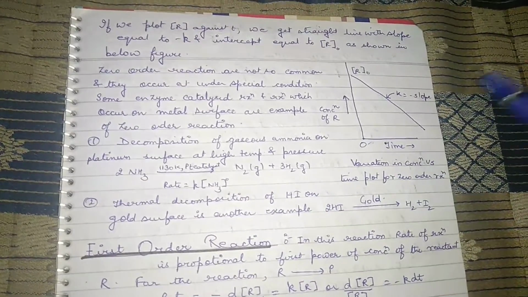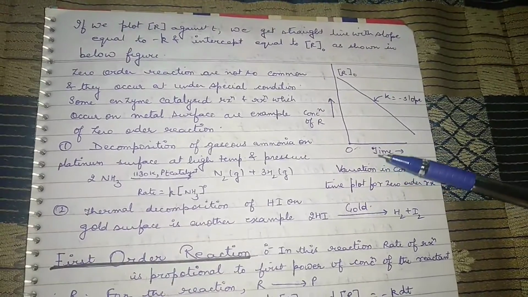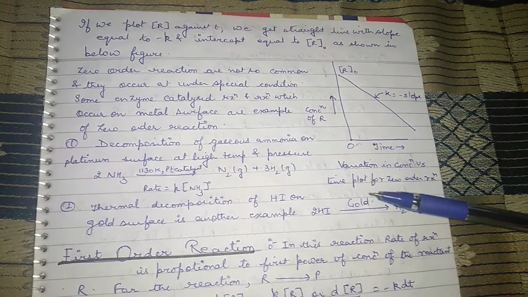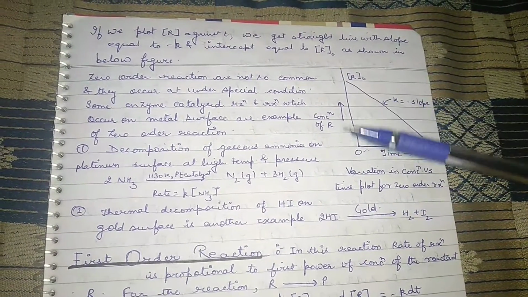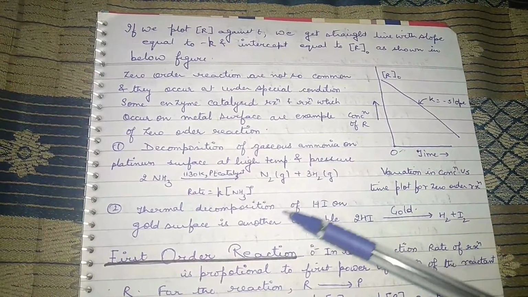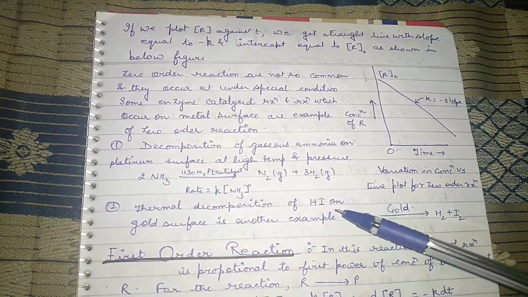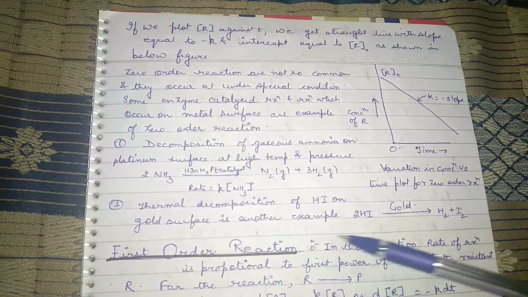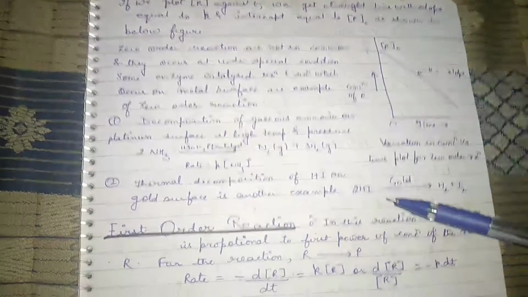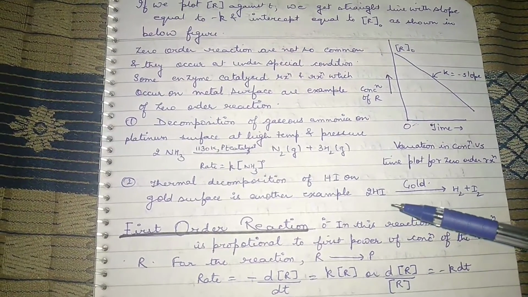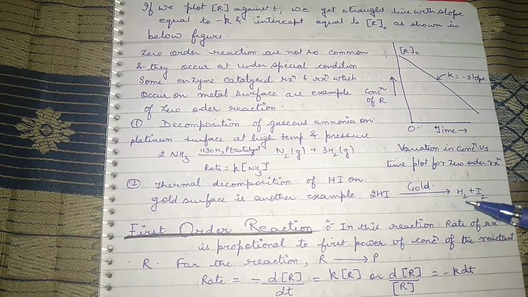And here I have shown the graph, the variation in concentration versus time plot for a zero order reaction. This is the graph for the zero order reaction. The second example of a zero order reaction is the thermal decomposition of hydrogen iodide on a gold surface. Hydroiodic acid decomposes into hydrogen plus iodine.